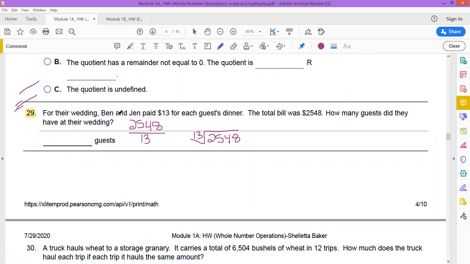For a wedding, Ben and Jen paid $13 for each guest dinner. The total bill was $2,548. How many guests did they have at their wedding? So if the total bill came up to $2,548 and each person's dinner was $13, we have to figure out how many 13s there are in 2,548. So we've got to divide.